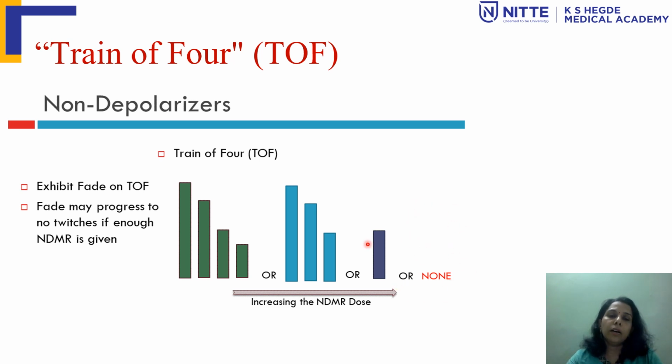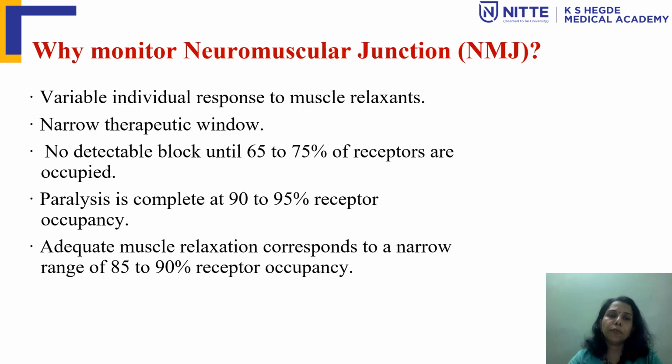Okay, here you will be comparing the first with the fourth and you will take the ratio. So that's how it has been done, train of 4. So why monitor the neuromuscular transmission or the junction? Because of variable individual response to the muscle relaxants, and they have a narrow therapeutic window.